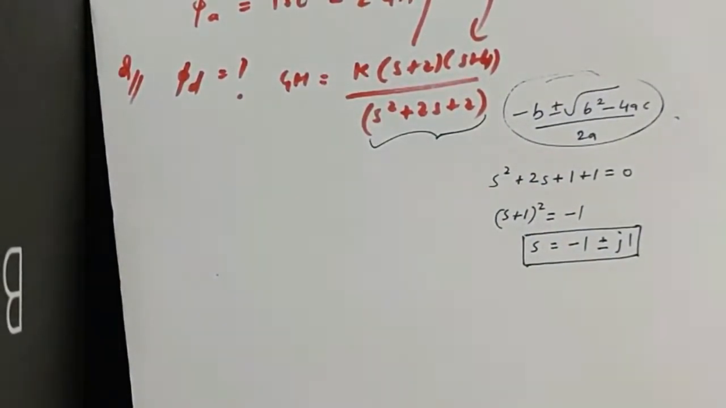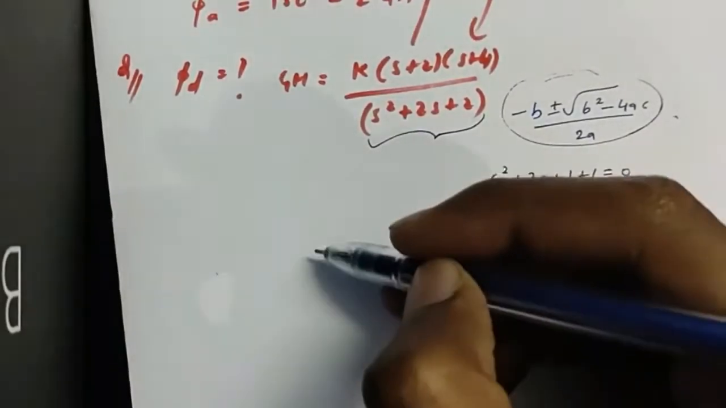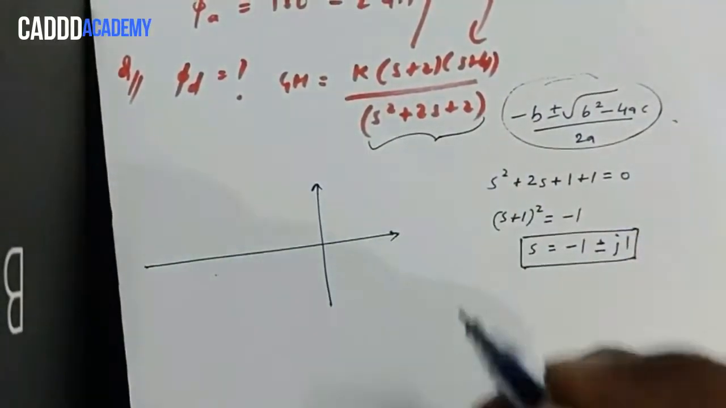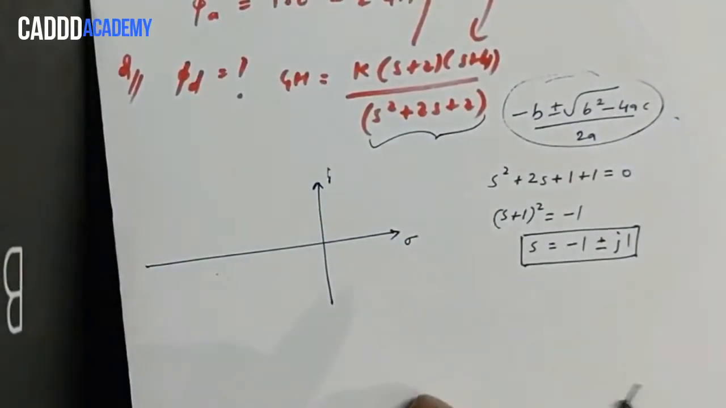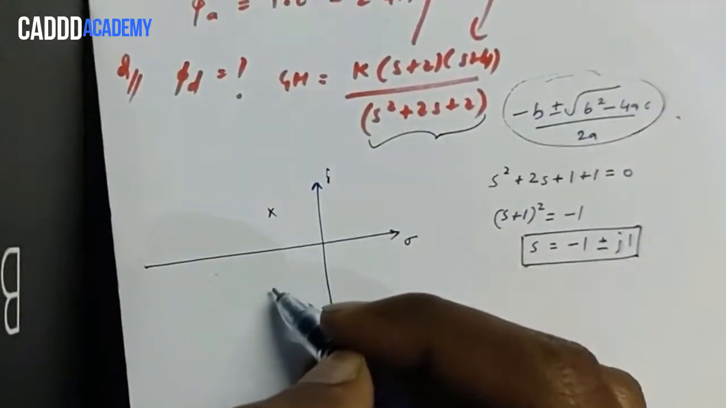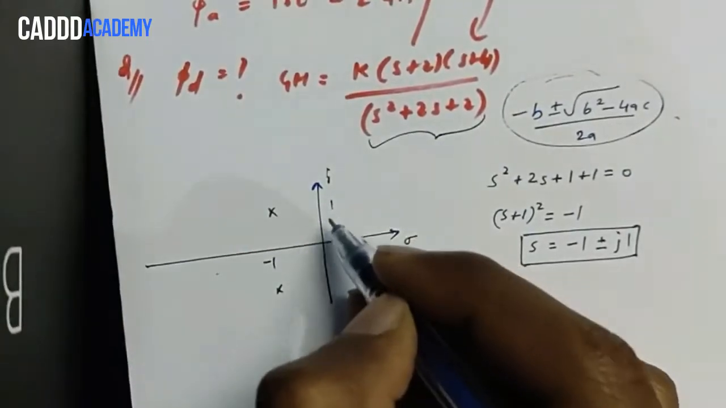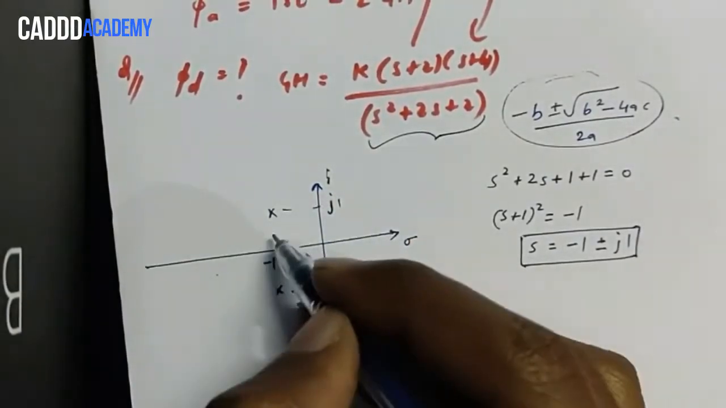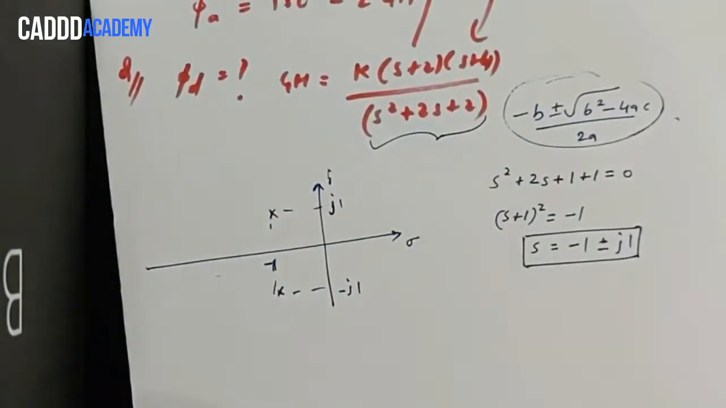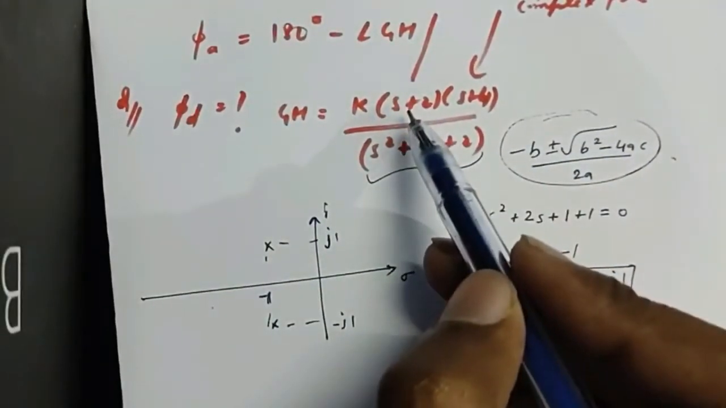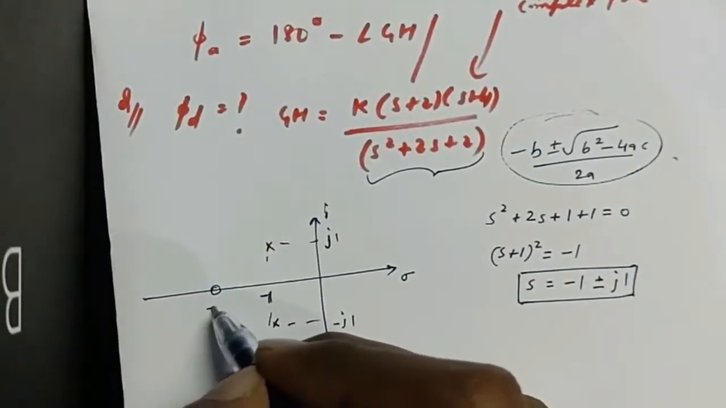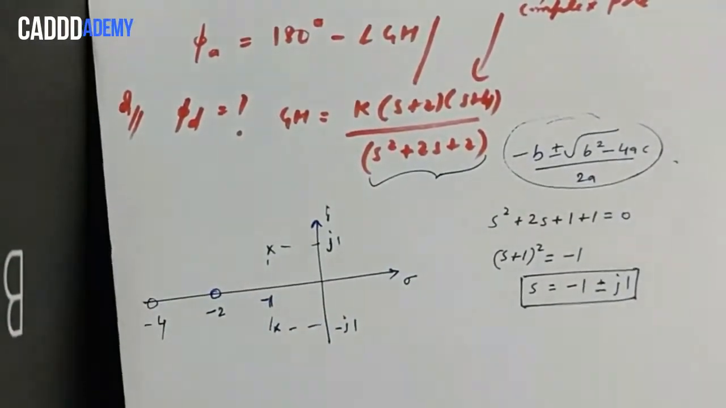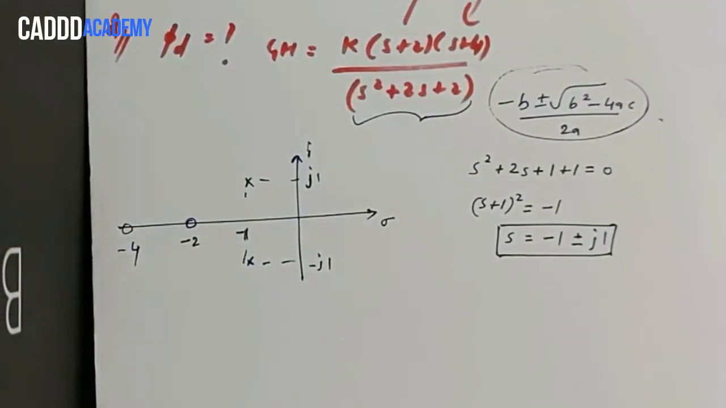Now let's draw the rough root locus diagram. Okay, so we have two poles at minus 1 plus j1 and minus 1 minus j1, like this. And we have two zeros, one at minus 2 and another one at minus 4. Okay, this is the skeleton of the root locus diagram.